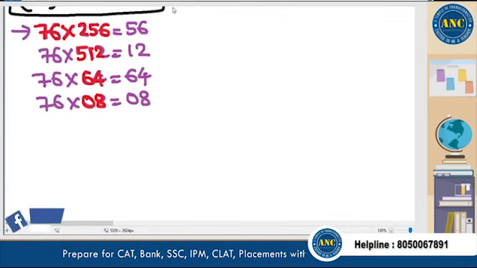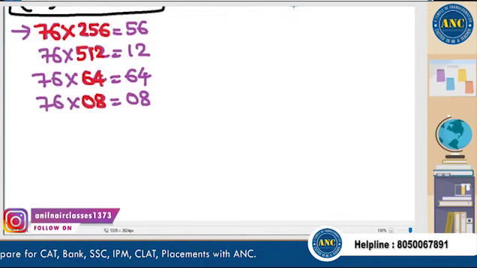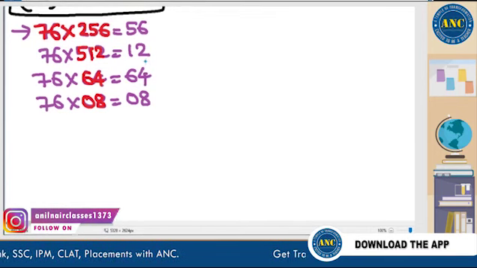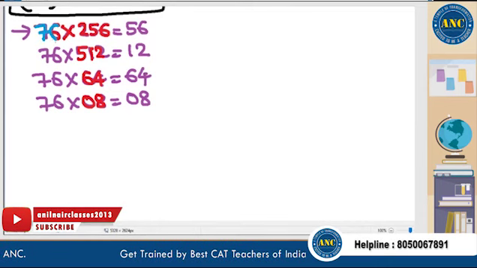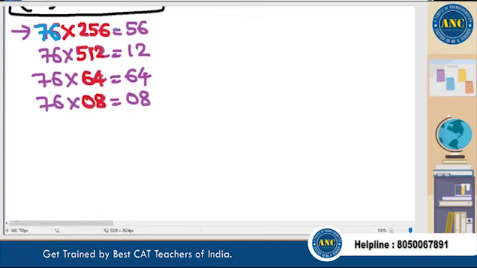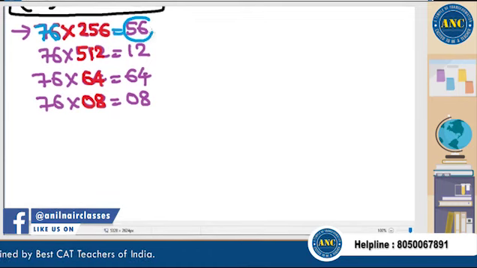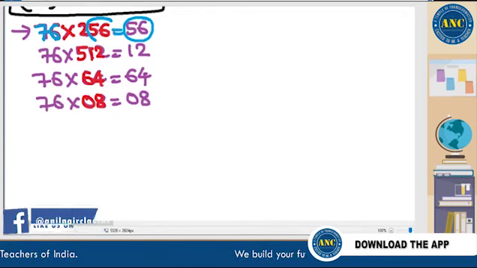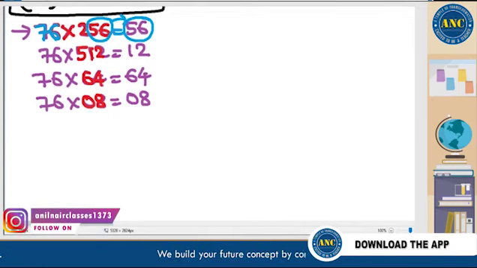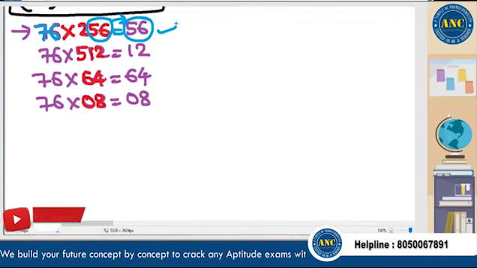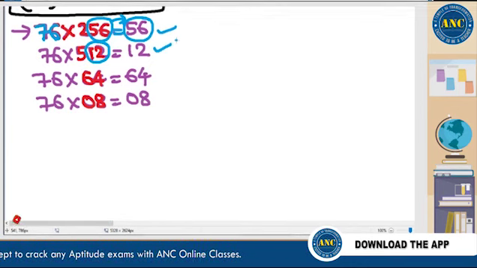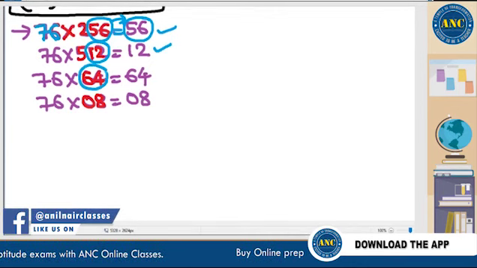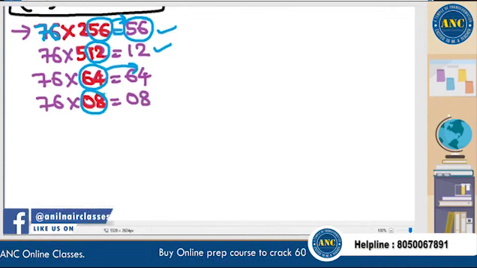2 power something, right? Whenever you get 76 multiplied with any power of 2, the last two digits in the answer are nothing but the last two digits in the power of 2. That means in 256, what are the last two digits? 56. That only will be the last two digits in the answer. In 512, 12. 64, last two digits is 64. 08, last two digits is 08.